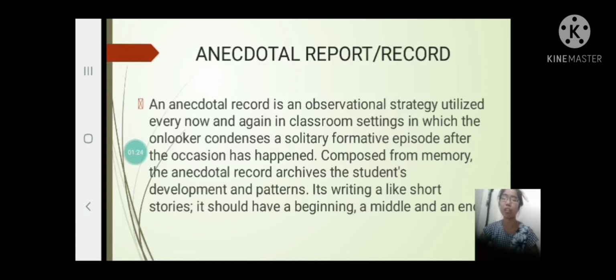For example, specifically in PE, kung he or she is interested in sports, music, arts. Anecdotal report, more on siya, observational strategy, kasi nga ino-observe nga natin kung yung bata nag-excel ba siya doon sa isang subject or hindi, kung saan siya interested at saan siya hindi interested.